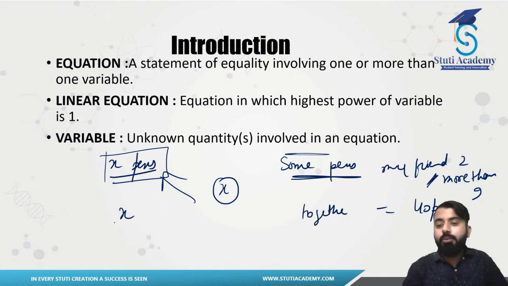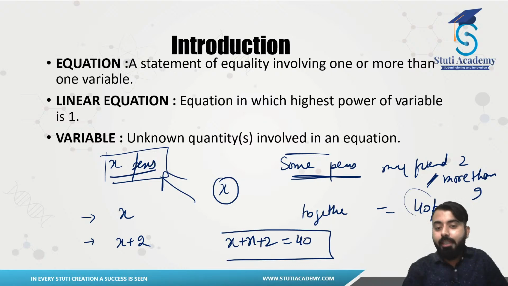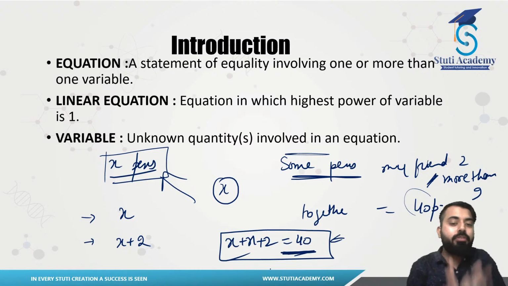Now if I just tell you I have x pens, my friend will have 2 more than me, that means he will have x plus 2 pens. And together we have 40 pens, so x plus x plus 2 is 40. This is an equation, because we are getting a finite answer here, the exact value, which is 40. Now you can easily solve this one. You remember how to solve linear equations in one variable, right? So this is an equation.